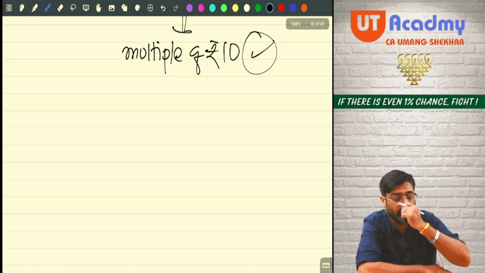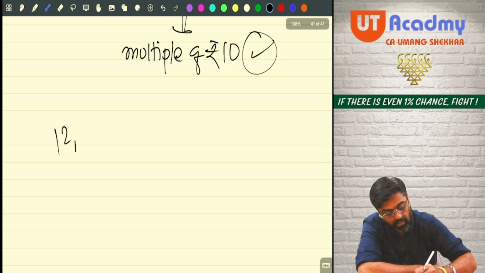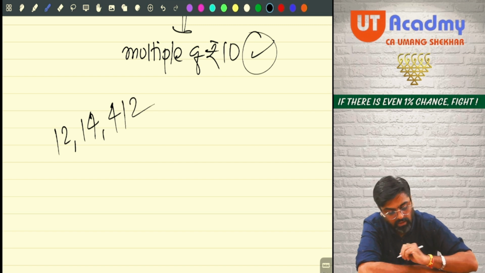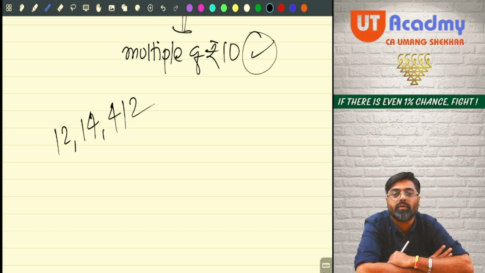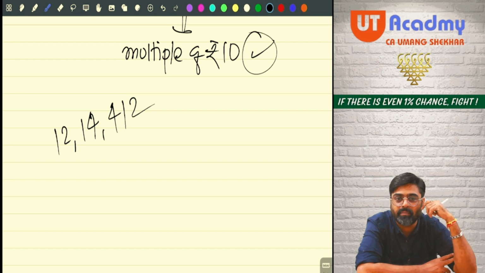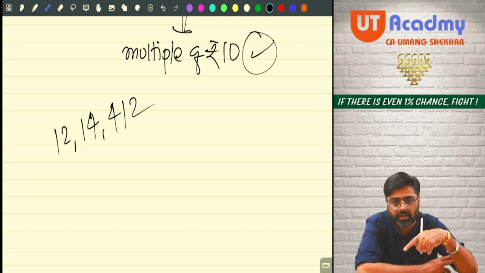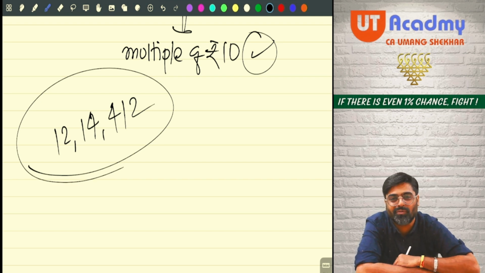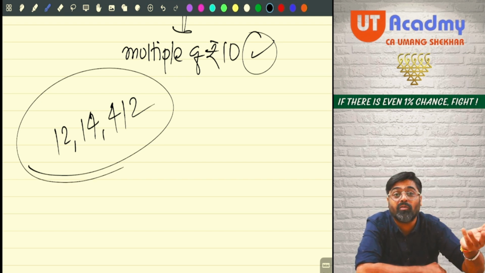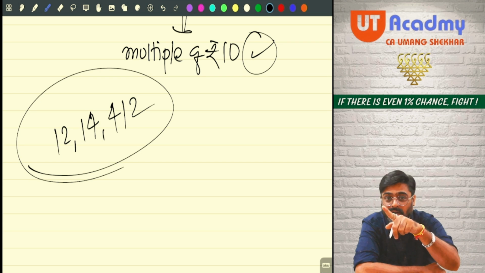Sir, what do you mean to say? For example, if the amount is 12,14,412, tell me, is this amount a multiple of rupees 10? What if your total income is this much, and you write this amount as your total income and come out of your exam hall? Your 1 mark will be deducted, because you forgot to round it off to a multiple of rupees 10. The examiner can very well deduct 1 mark for this.